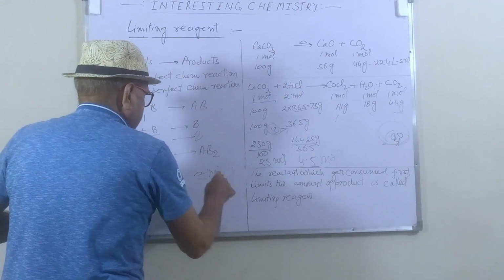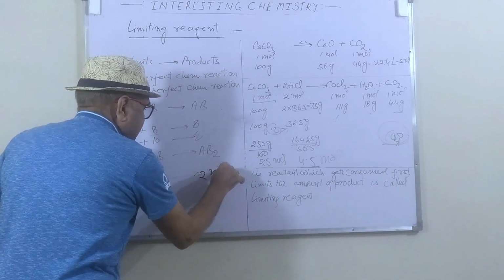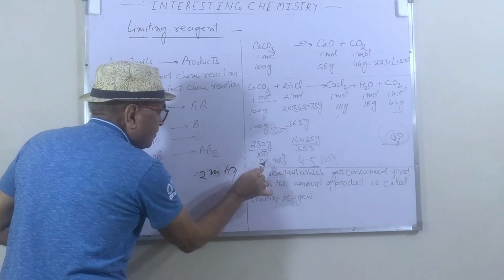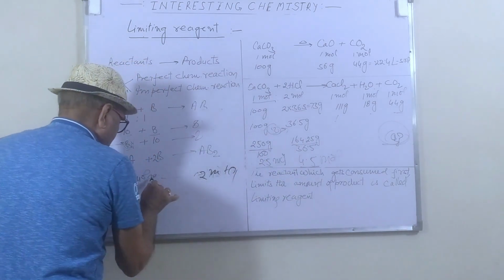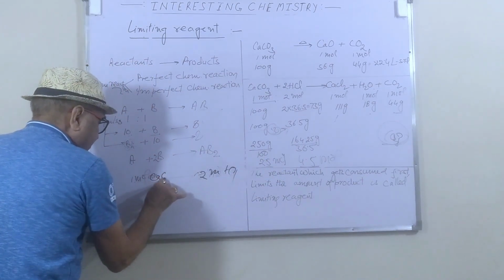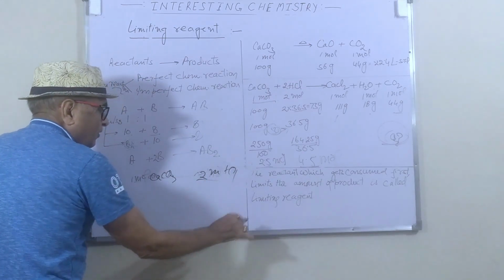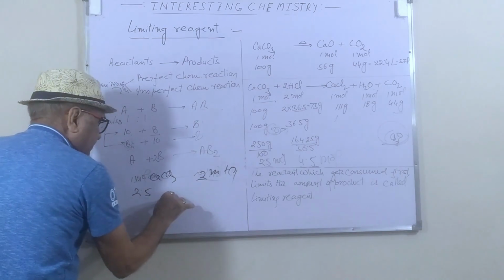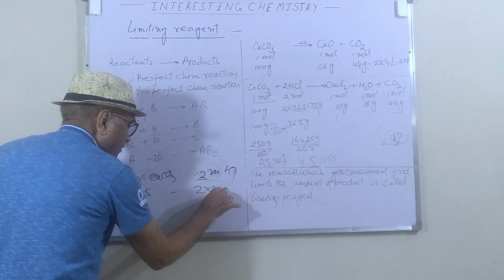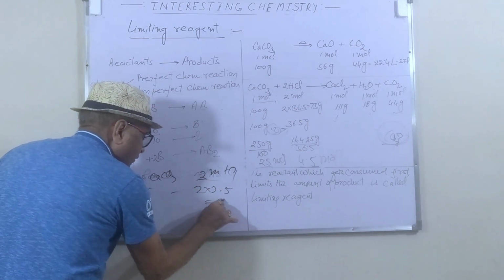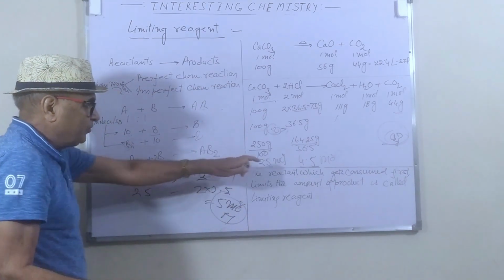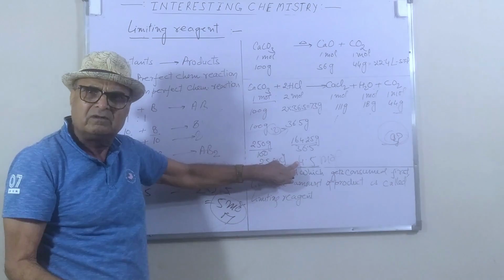2 mole HCl. So here, how many moles of the calcium carbonate are there? 1 mole of CaCO3 requires 2 mole of HCl, and here you have 2.5 mole. So 2.5 mole will require 2 into 2.5 mole. So the total requirement of the HCl is 5 mole, and you have only 4.5 mole.